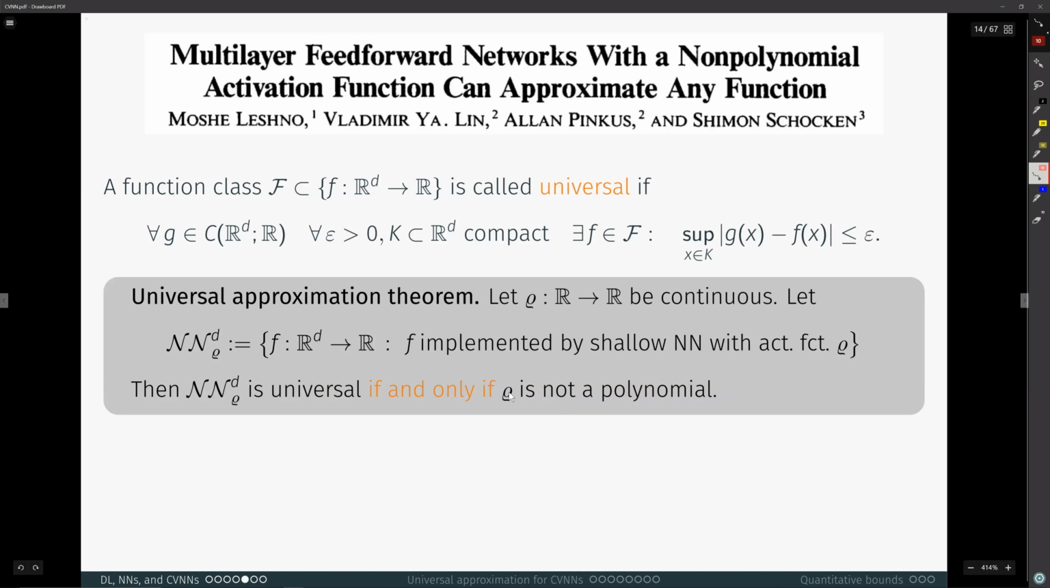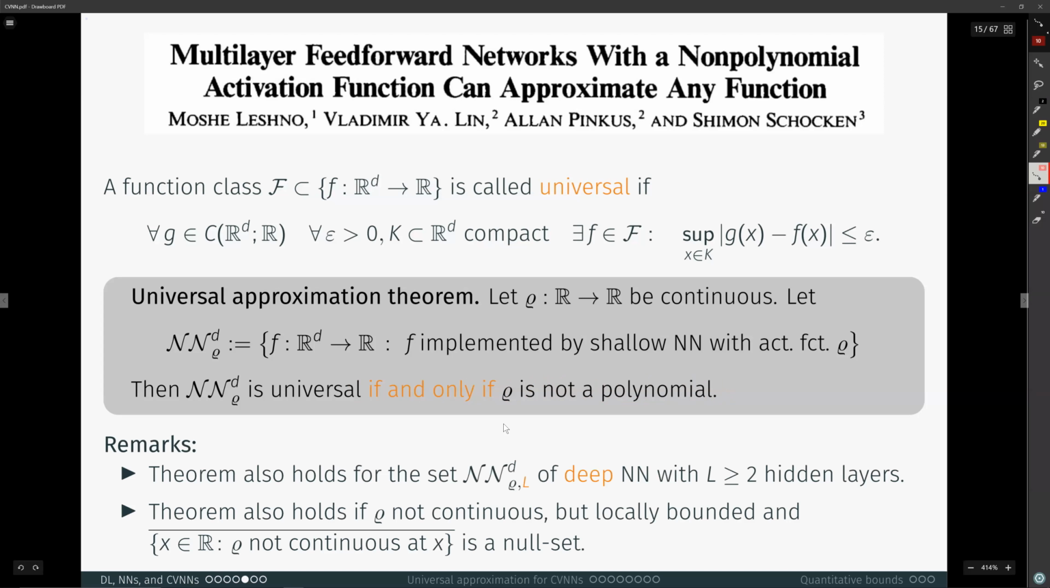So this means if your activation function is a polynomial, all you can ever build with such an activation function are polynomials of the same degree at most. So this can never be universal. So the non-trivial part is showing that if you are not a polynomial, then you can approximate everything arbitrarily well.